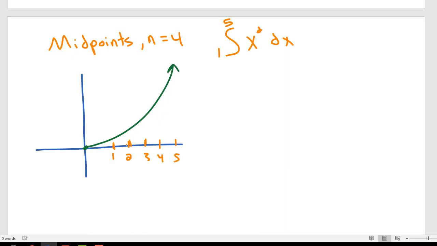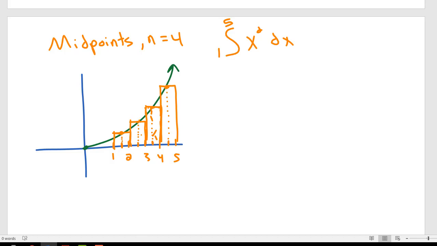So in this first interval, I'm going to use the midpoint to come up and create the height of that rectangle. Then I'm going to use the midpoint between 2 and 3 to come up and create the height of that rectangle. I'm going to use the midpoint here to come up and create the height of that rectangle. And then I'm going to use the midpoint here, 4.5, to come up and create the height of that rectangle.